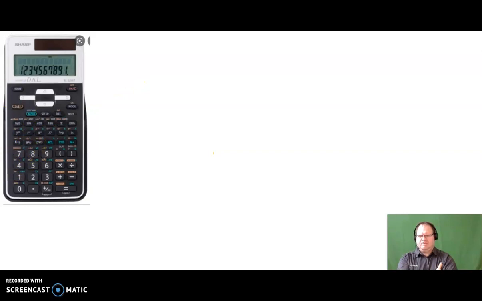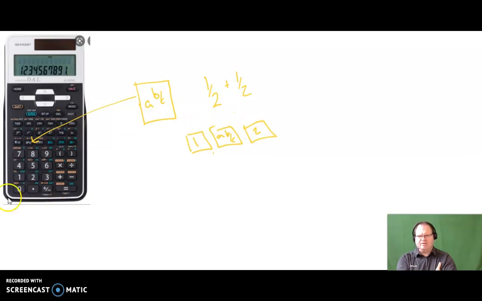which would be your fraction key, which looks like that on a lot of calculators. And this allows us to add, subtract, divide fractions. So if we have that function, first we're going to put in the 1, then the fraction key, B over C, and then we're going to put in the 2. That takes care of the first fraction, takes care of this part.